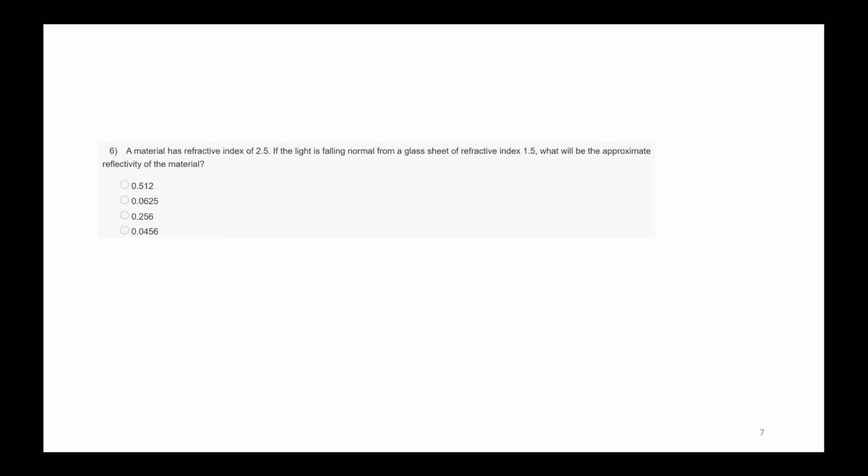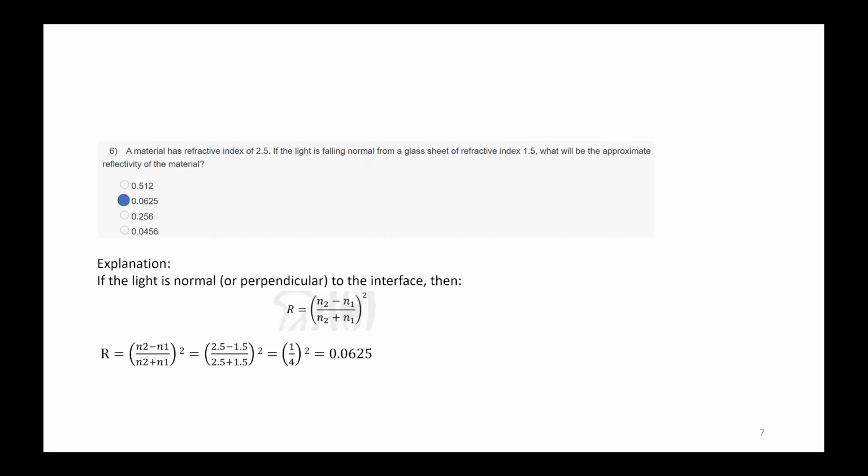The sixth question is a material has a refractive index of 2.5. If the light is falling normally from a glass sheet of refractive index 1.5, what will be the approximate reflectivity of the material? So this formula we used. R is reflectivity and N1 and N2 are the refractive indexes. So R equals (N2 minus N1) over (N2 plus N1), whole squared. So this will be 0.0625.